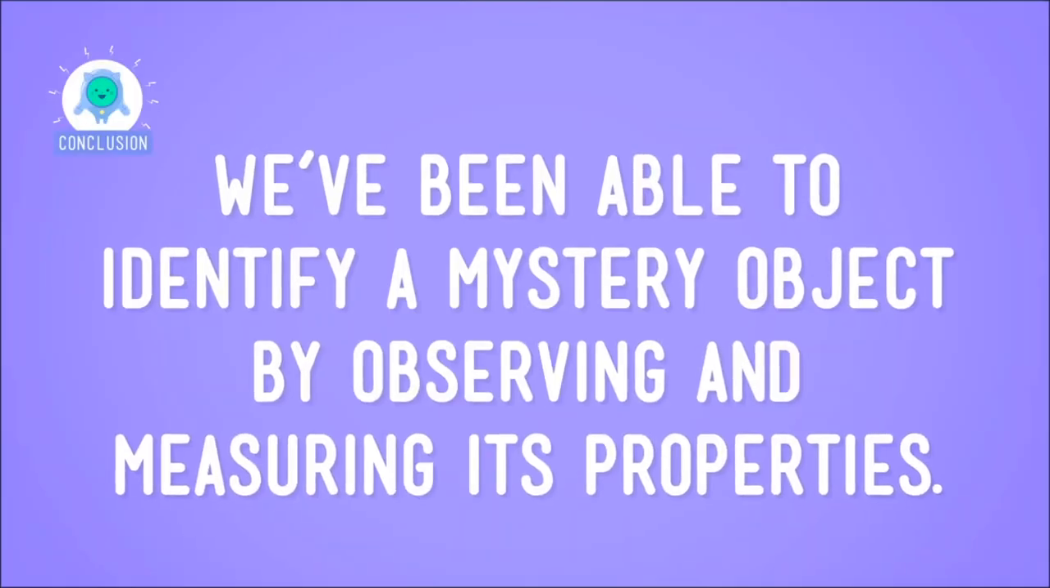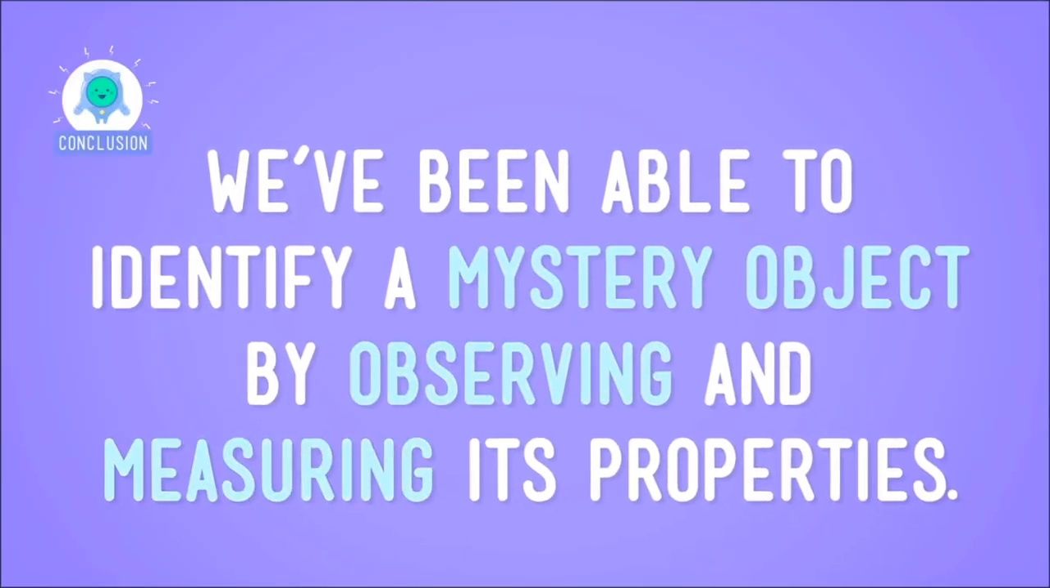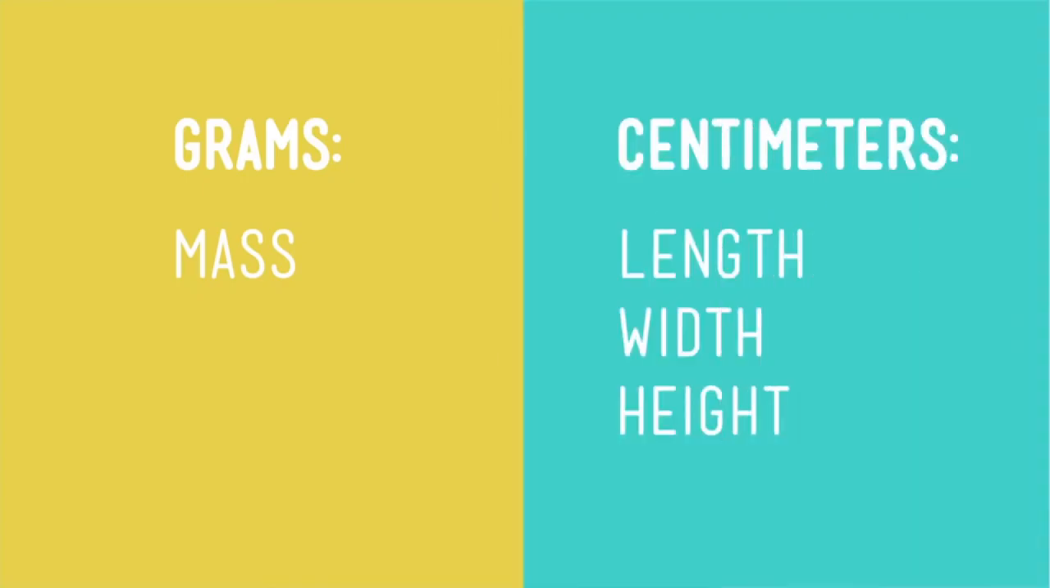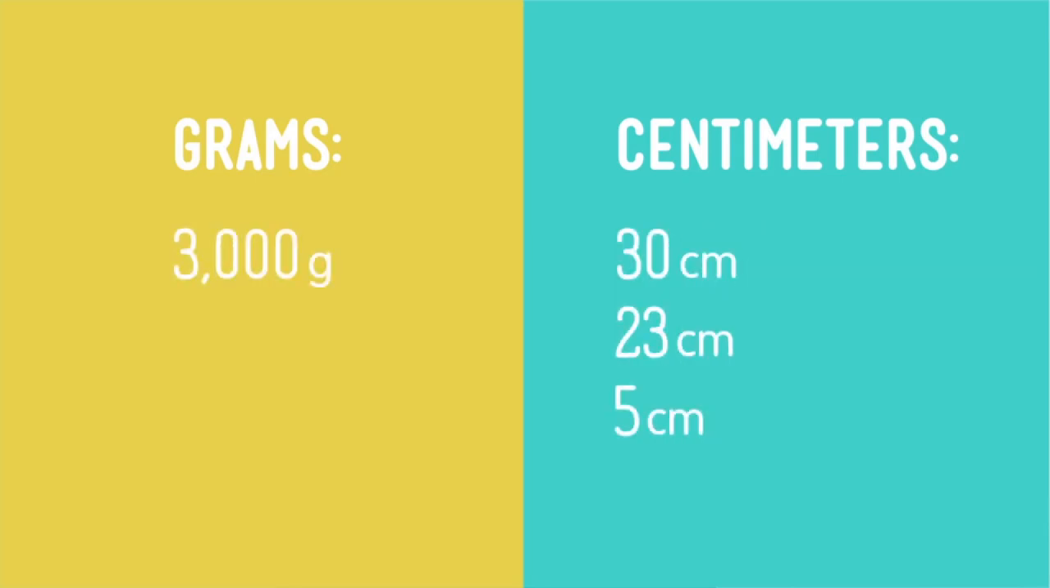So we've been able to identify a mystery object by observing and measuring its properties. We used units in the metric system to put values on properties such as grams for mass and centimeters for length, width, and height. And those numbers gave us enough clues to solve the mystery of what I kicked in the dark. So remember, when it comes to measuring, think metric.